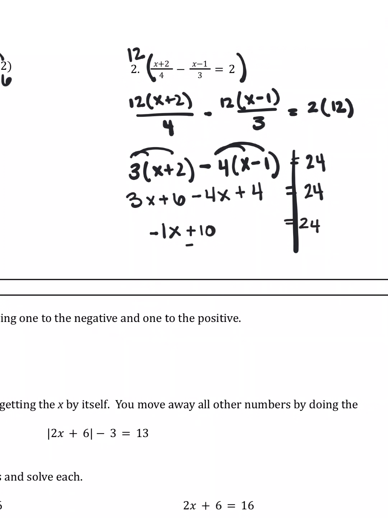So now we're just solving. I'm going to subtract 10 from both sides. So I'm going to get negative 1x equals 14. And then I don't want to know what negative 1x is. I want to know what x is. So I'm going to divide by negative 1. So I'm going to get x equals 14.